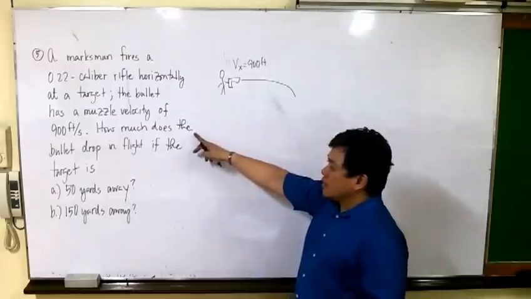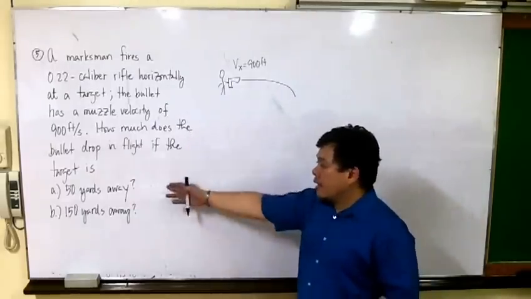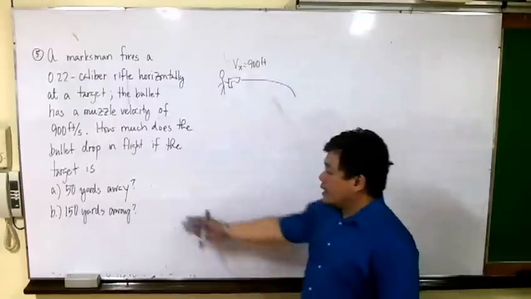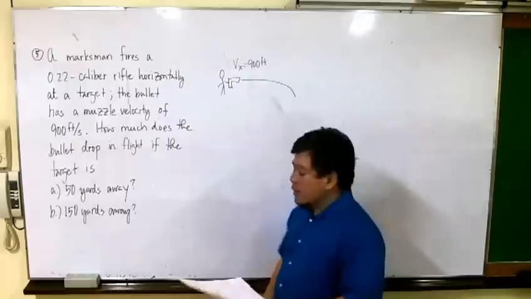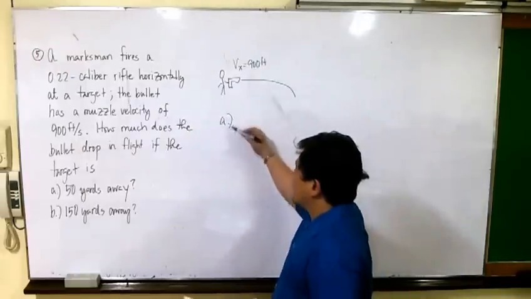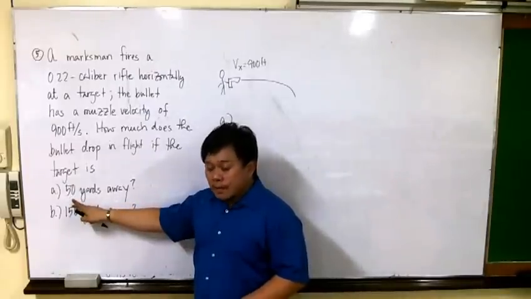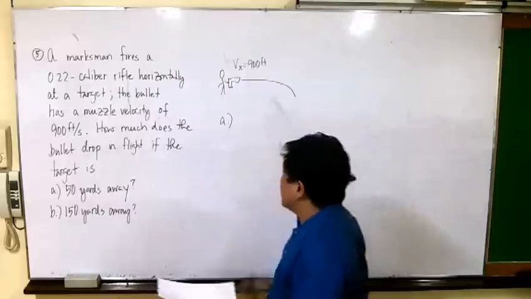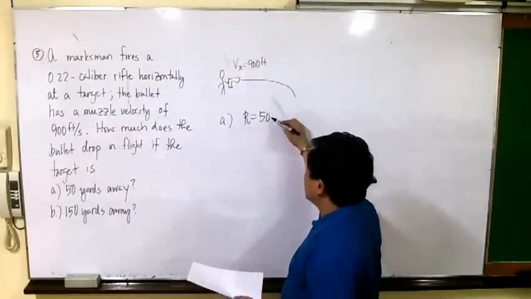And you are asked, how much does the bullet drop in flight if the target is, letter A, 50 yards away, and in letter B, 150 yards away. So in letter A, we are given this 50 yards, which pertains to the range. The range is equal to 50 yards.